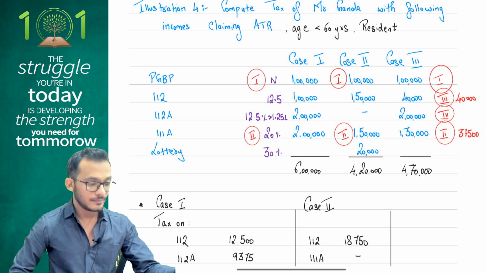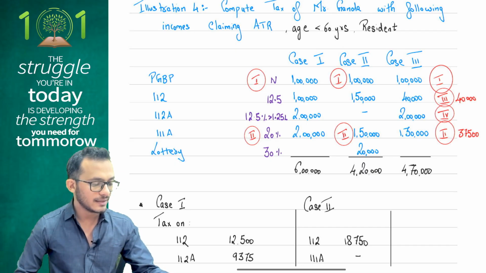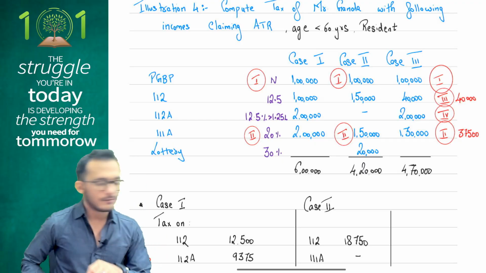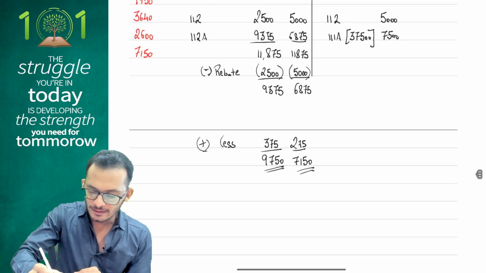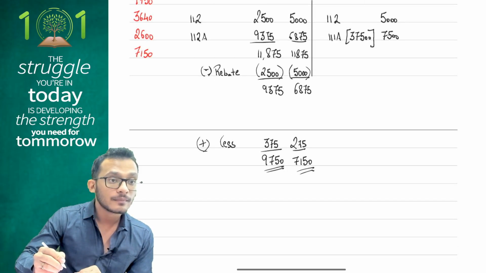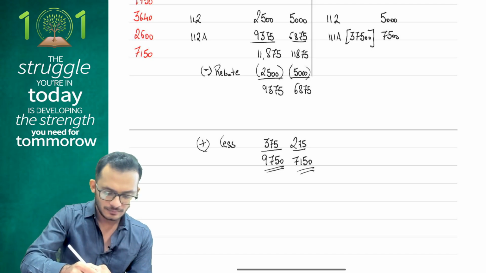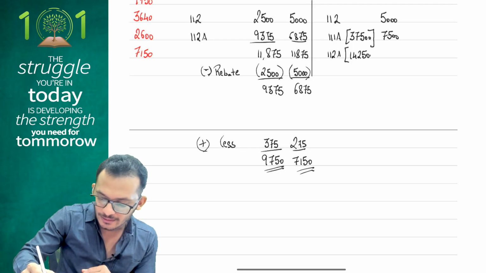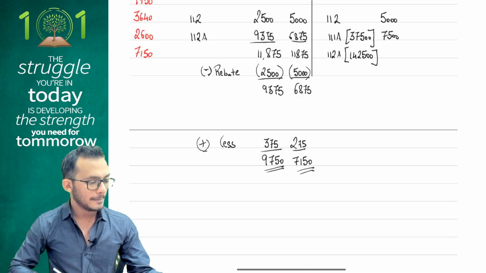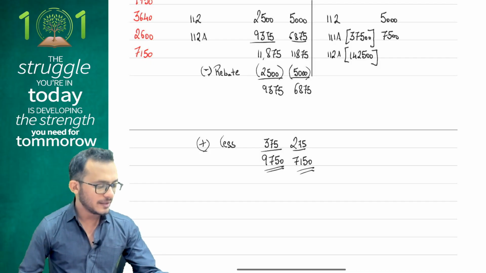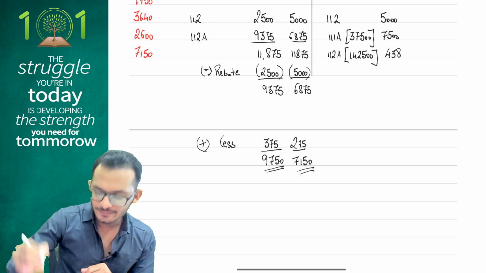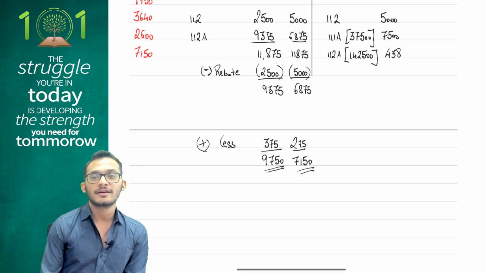In 112A how much was there? 2 lakhs. In 112A there was 2 lakhs, which means I will have to offer 1,42,500. I'm only trying to find out how much I have to offer. I have to offer in 112A 1,42,500, from which I minus 1,25,000, so 17,500. On that, 2.5% tax rate is 438. I'm getting 430. Check.